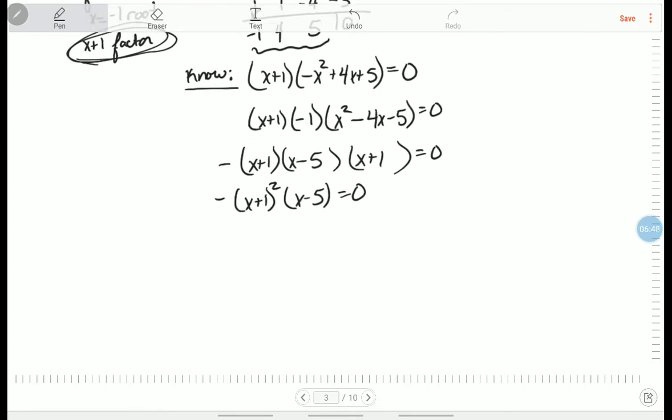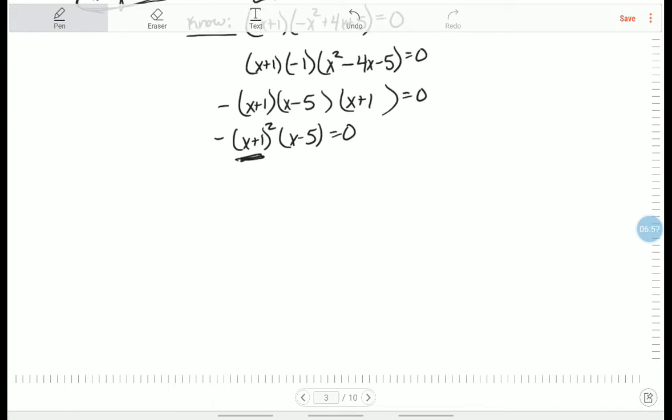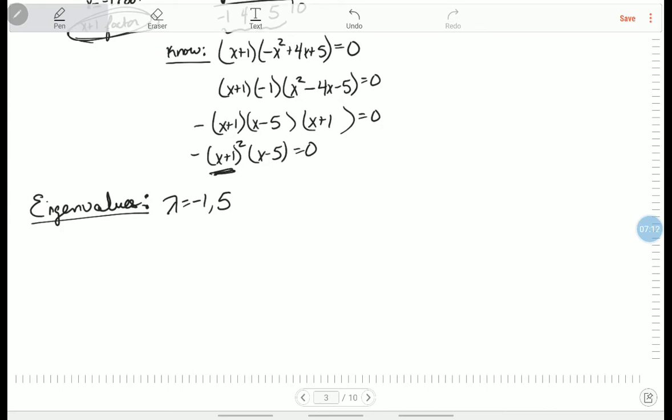So we have a double root here. Okay, and that's coming from there. So we only have 2 unique eigenvalues, not 3. But that's okay. So our eigenvalues are -1 and 5. So let's substitute in that -1.